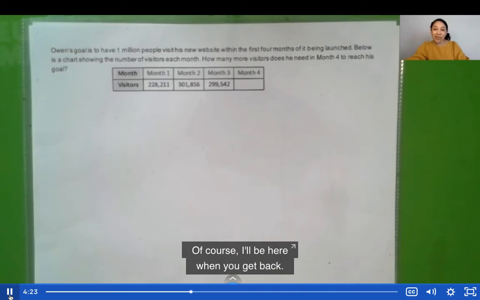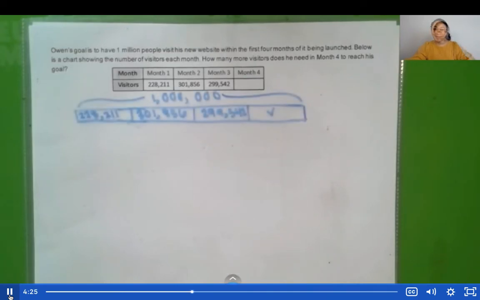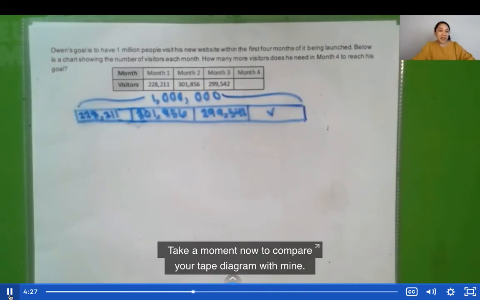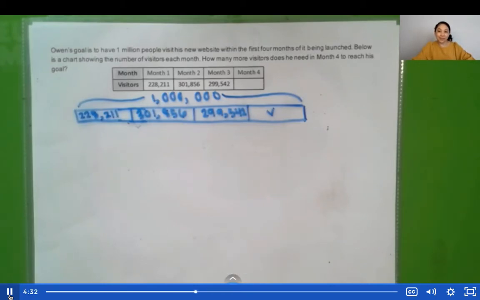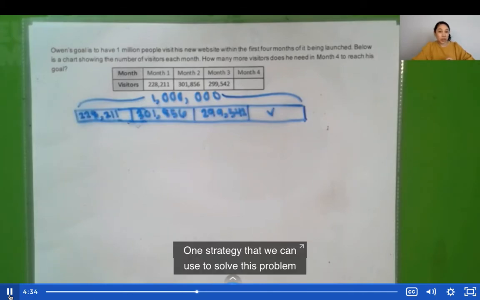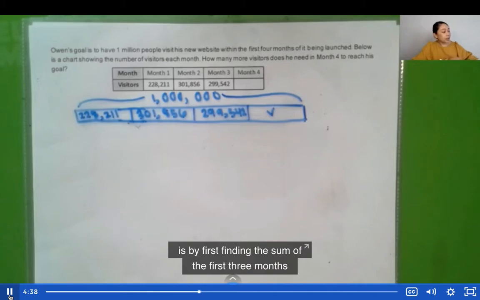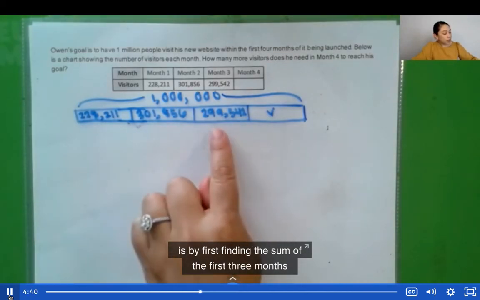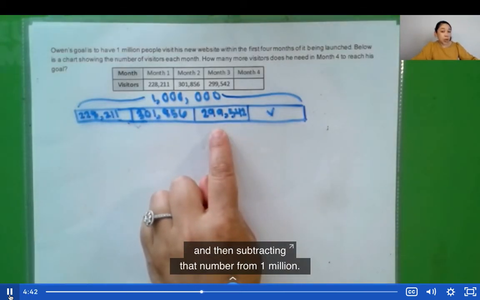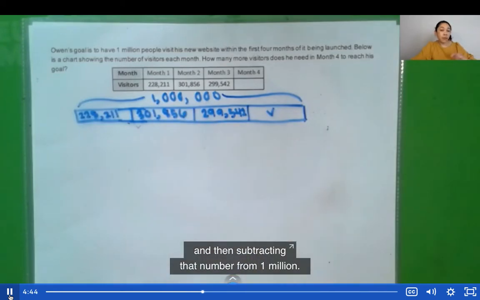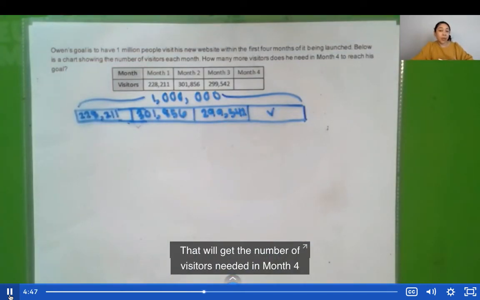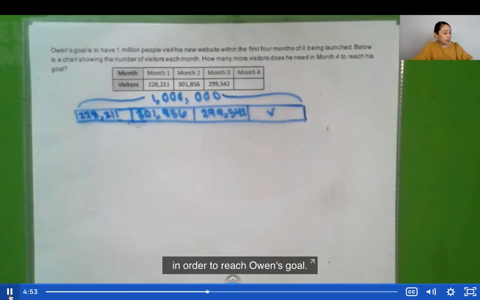Of course, I'll be here when you get back. Take a moment now to compare your tape diagram with mine. One strategy that we can use to solve this problem is by first finding the sum of the first 3 months and then subtracting that number from 1 million. That will get the number of visitors needed in month 4 in order to reach Owen's goal.